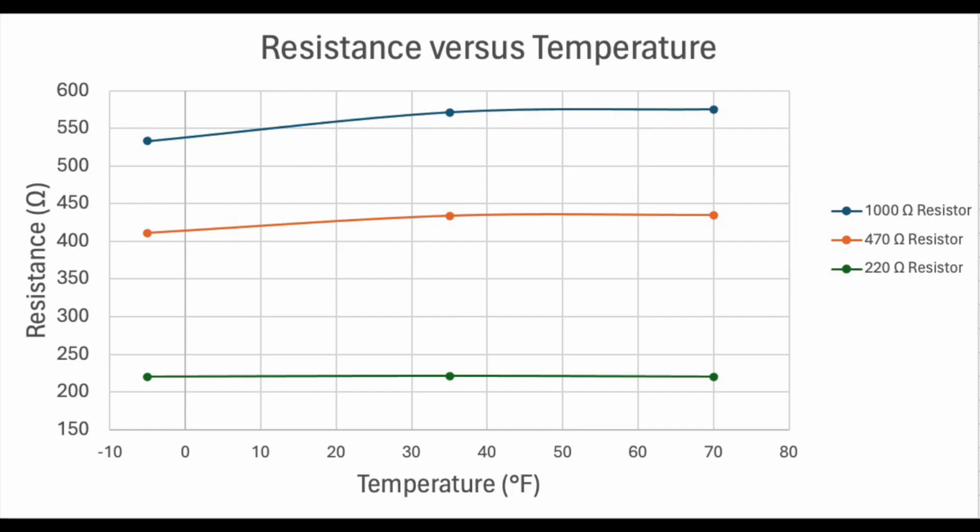So here are the results from the experiment. As you can see from the graph, the 1000 ohm and 470 ohm resistors' resistances increased with a temperature increase, but the 220 ohm resistor's resistance didn't really change that much, showing that we didn't have a big enough temperature change to make a difference with that resistor, but the first two clearly show a positive thermal coefficient.